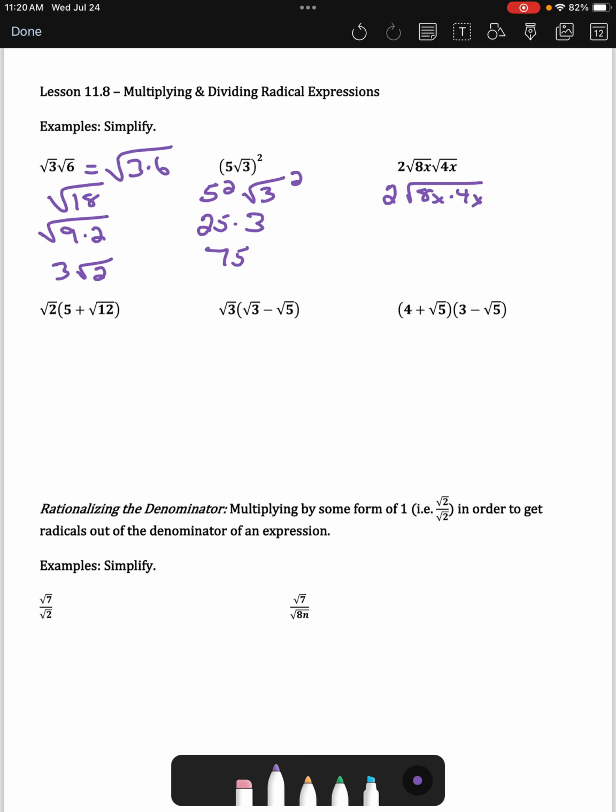We can combine the two multiplied square roots into a single square root by multiplying the radicands. 8 times 4 is 32. x times x is x squared. 32 is 16 times 2. And then your perfect squares come out. The square root of 16 is 4. 4 times 2 in front is 8. The x squared, its square root is x. And that 2 was the only not perfect thing still underneath the radical. It's left behind.